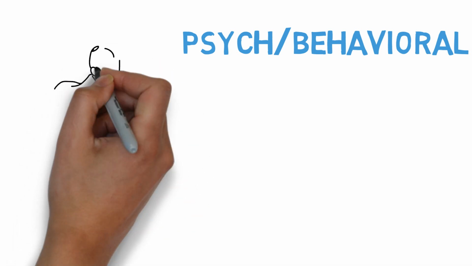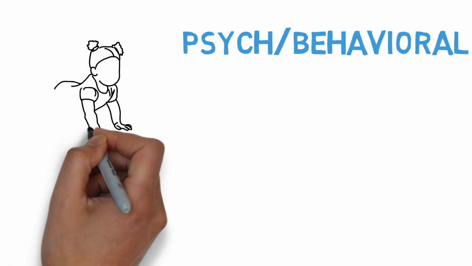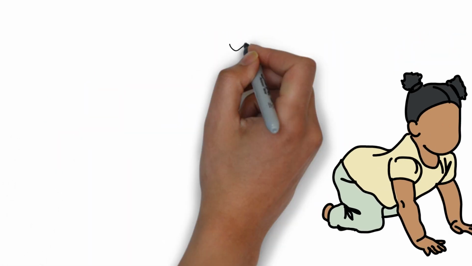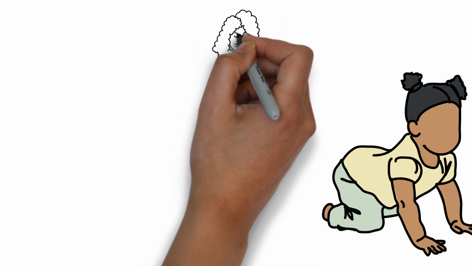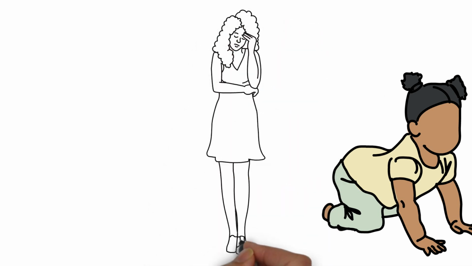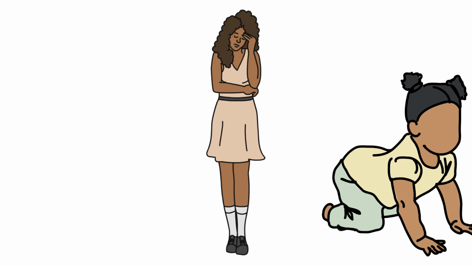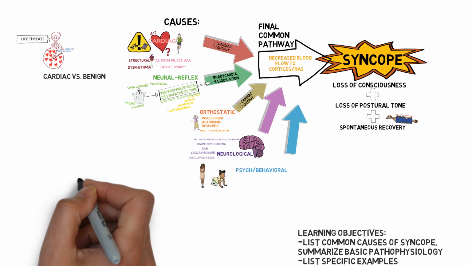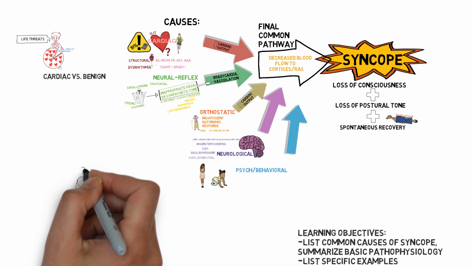Lastly, it's important to mention some psychiatric and behavioral causes of syncope. We know that children sometimes breath hold, leading them to pass out, and individuals of all ages may hyperventilate during a panic attack, leading to hypocarbia, cerebral vasoconstriction, and the common final pathway to syncope.